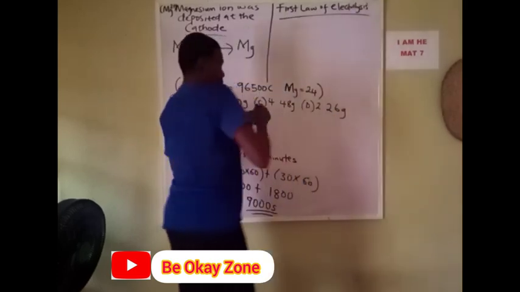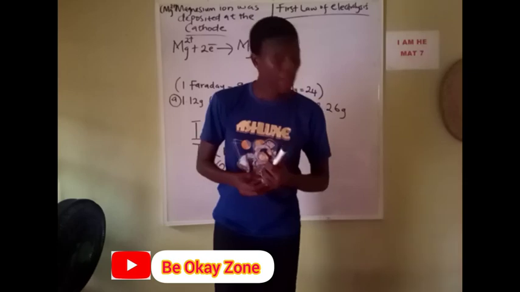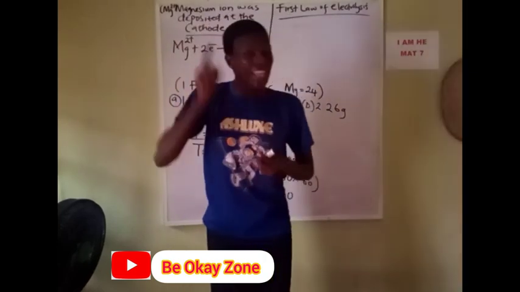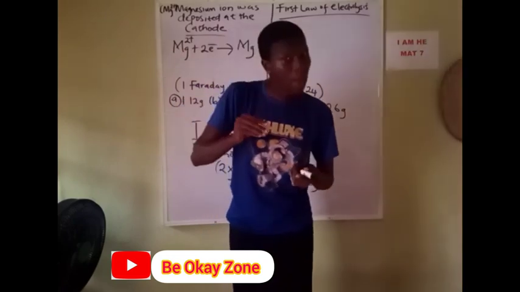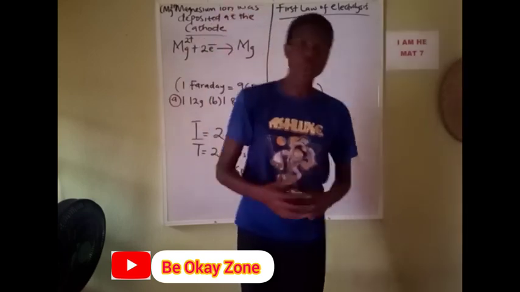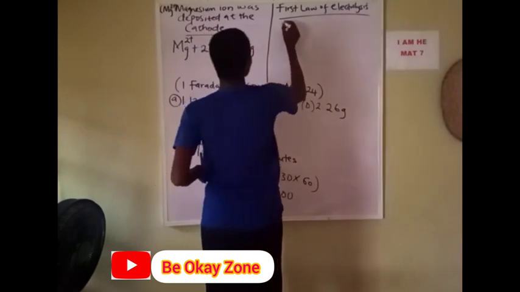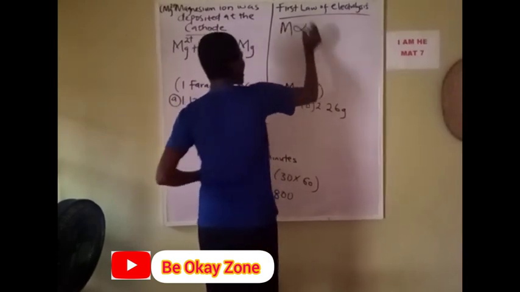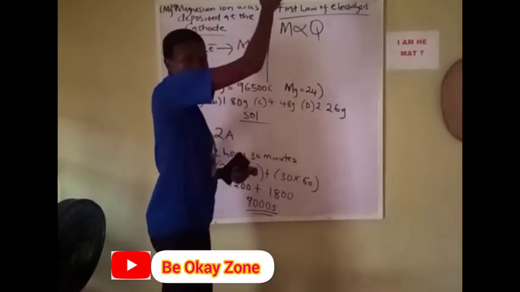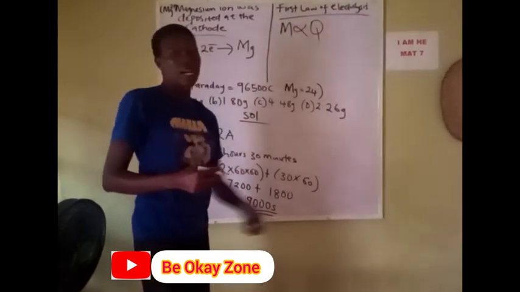Faraday's first law of electrolysis states that the mass of a substance deposited or liberated is directly proportional to the quantity of electricity, that is the charge, passing through it. Let me write it up again. Mathematically, it means that m, the mass, is directly proportional to the quantity of electricity, the charge, passing through the electrolyte.